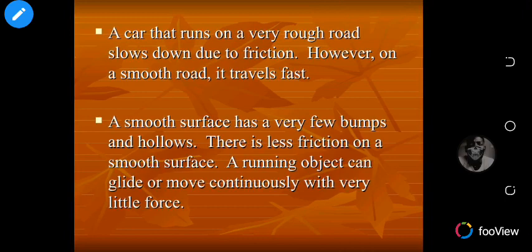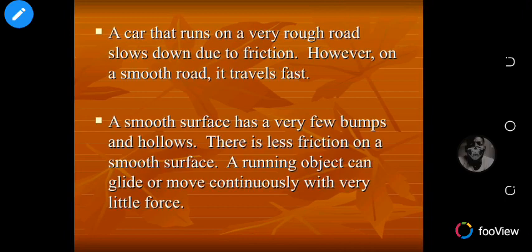A smooth surface has very few bumps and hollows. There is less friction on a smooth surface. A running object can glide or move continuously with very little force. So for smooth surfaces, there is less friction on these surfaces. This is because they have very few bumps and hollows.